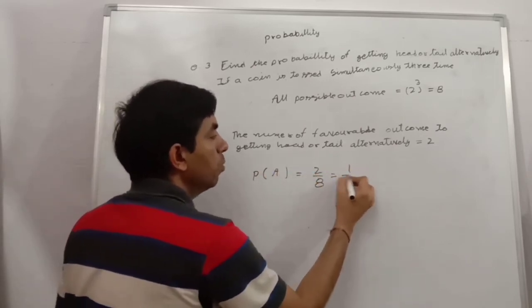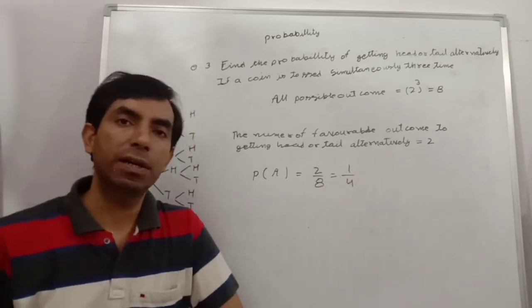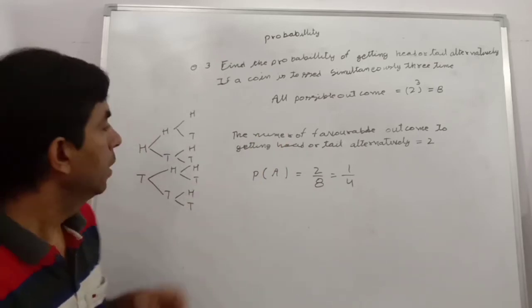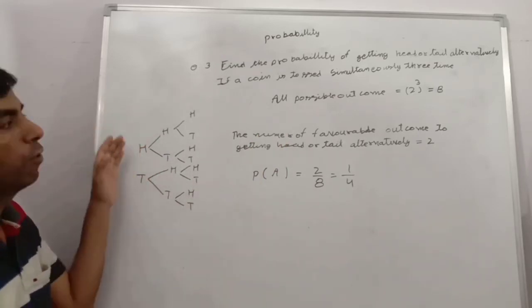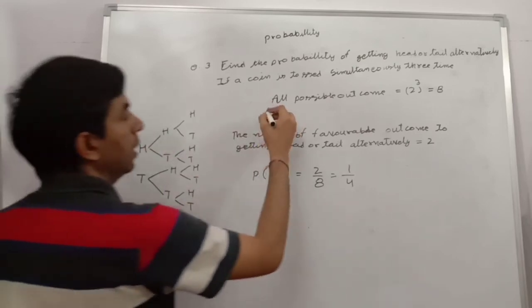Both are divided by 2, then we get 1 upon 4. By this method we can easily calculate the probability of getting head and tail alternately. If you are confused about checking alternate head and tail, then write it here.